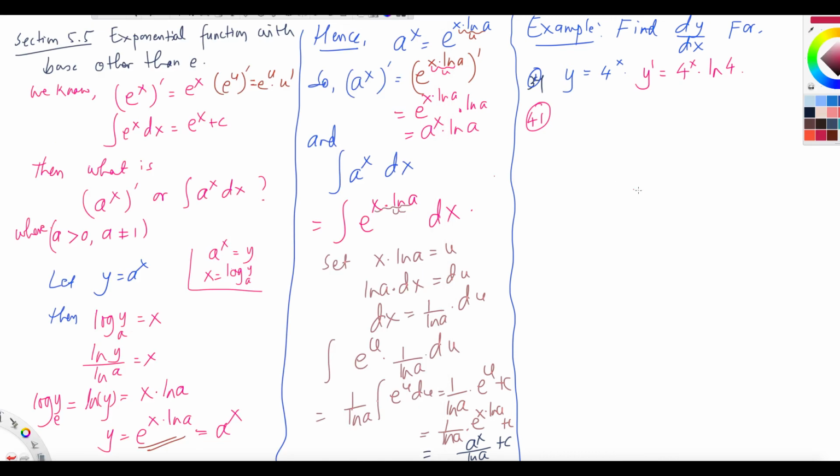So if you want to put that formula here, let me write down that too. If there is a to the x, then the derivative is a to the x times ln a. But if there is a to the u prime, then the formula is a to the u times ln a times u prime. Okay, if there is a to the u.